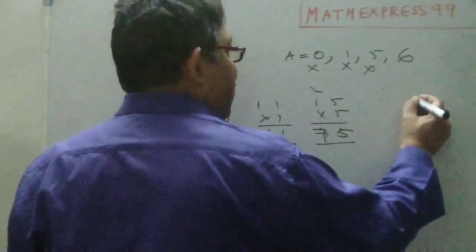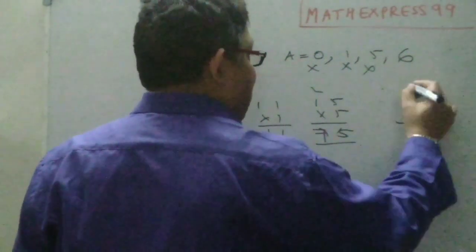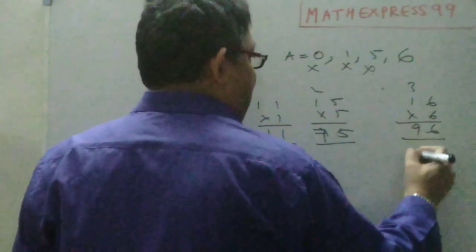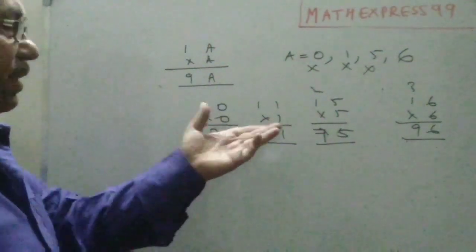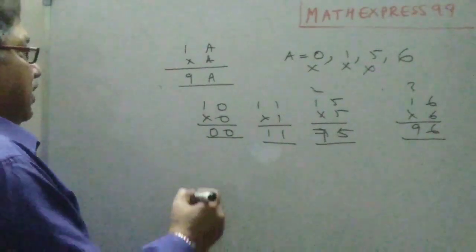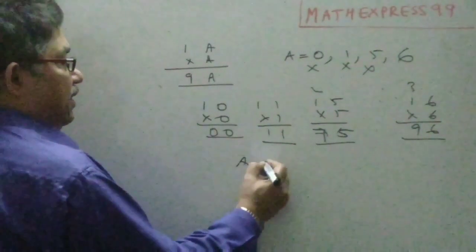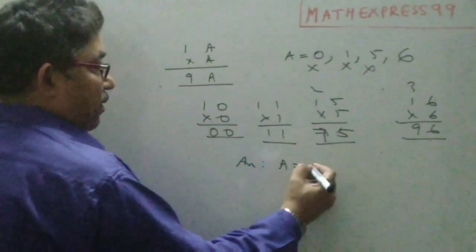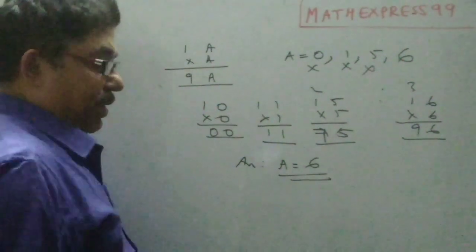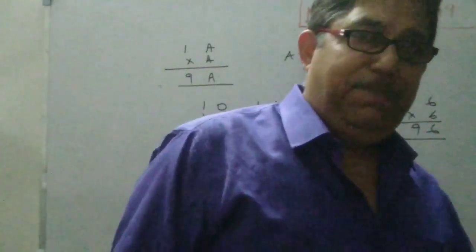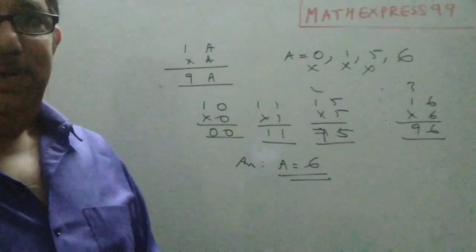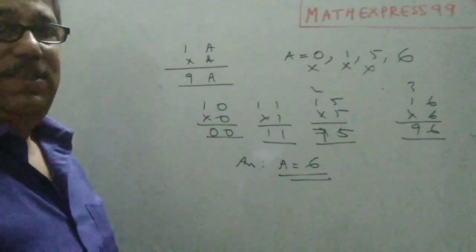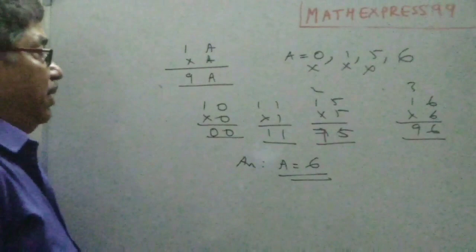16 into 6, 6 into 6, 36. 6 plus 3, 9, 96. Yes, it works wonderfully. This is what we wanted. So our answer is that what is A? A is equal to 6. So as I told you, when you come to multiplication, it doesn't remain as simple as it was when it was the other way around. So again, let's see the next question.